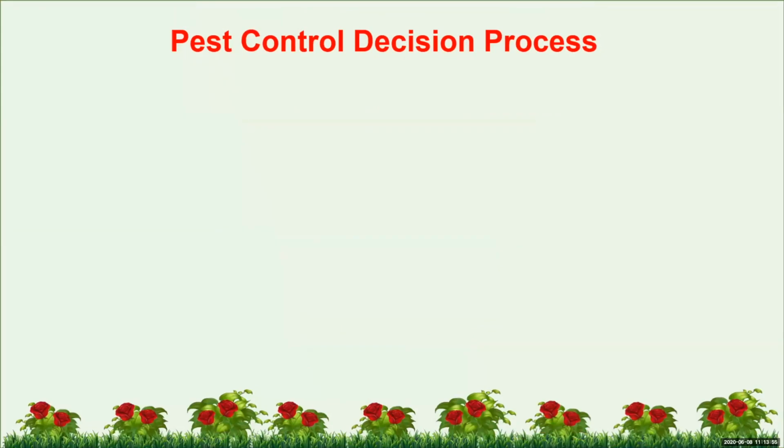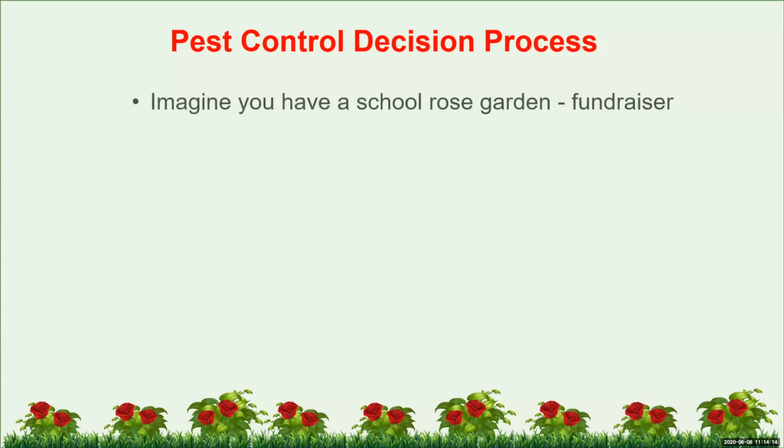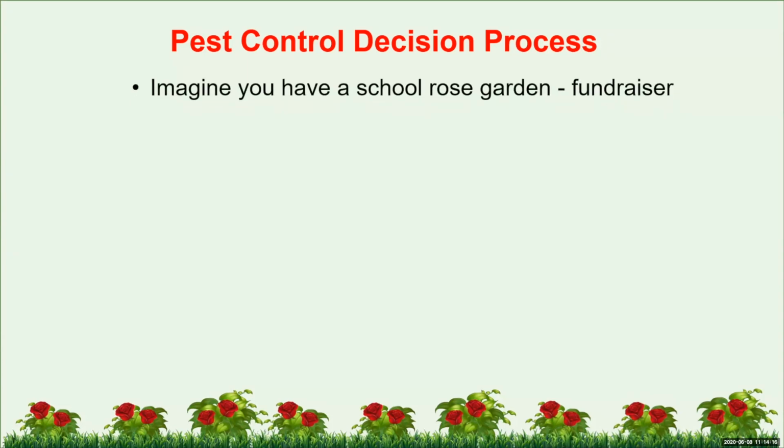Now we're going to pull back the curtain on the pest control decision-making process. What I'd like to do is put it in context of maybe a program at your school, and then we will relate it back to the pest control decision-making process in agricultural production areas. So imagine you have a school rose garden.